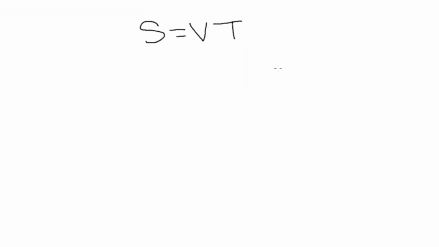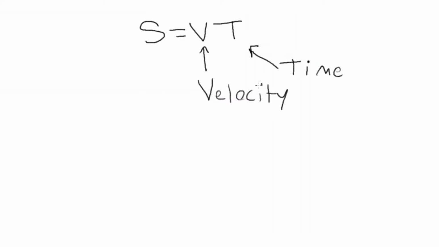Let's see what each thing stands for. T is for time. V stands for velocity, which is speed. S stands for distance. I don't know why they chose an S. Nobody knows. But you'll get used to it. S means distance.